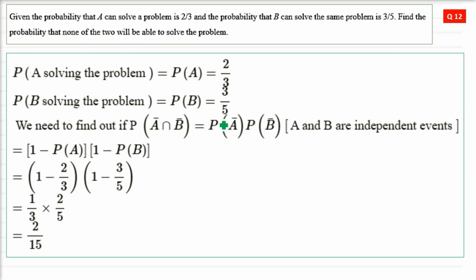So this is the reference so that you can solve it. You can write all the content which is being given in the question. So two individuals or two different things solving something are independent of each other.